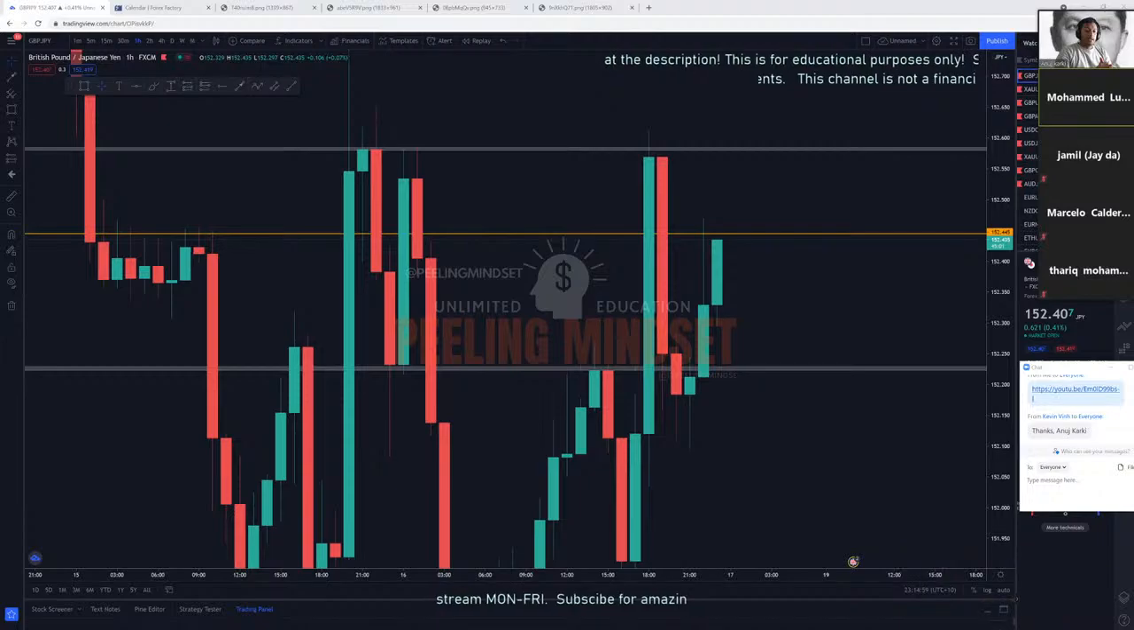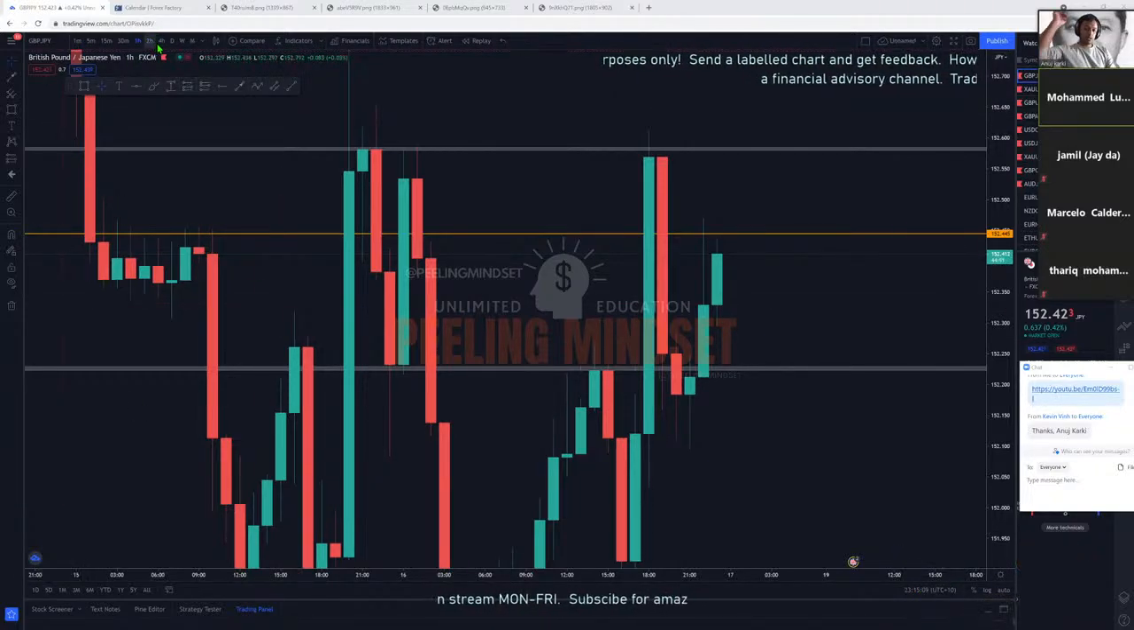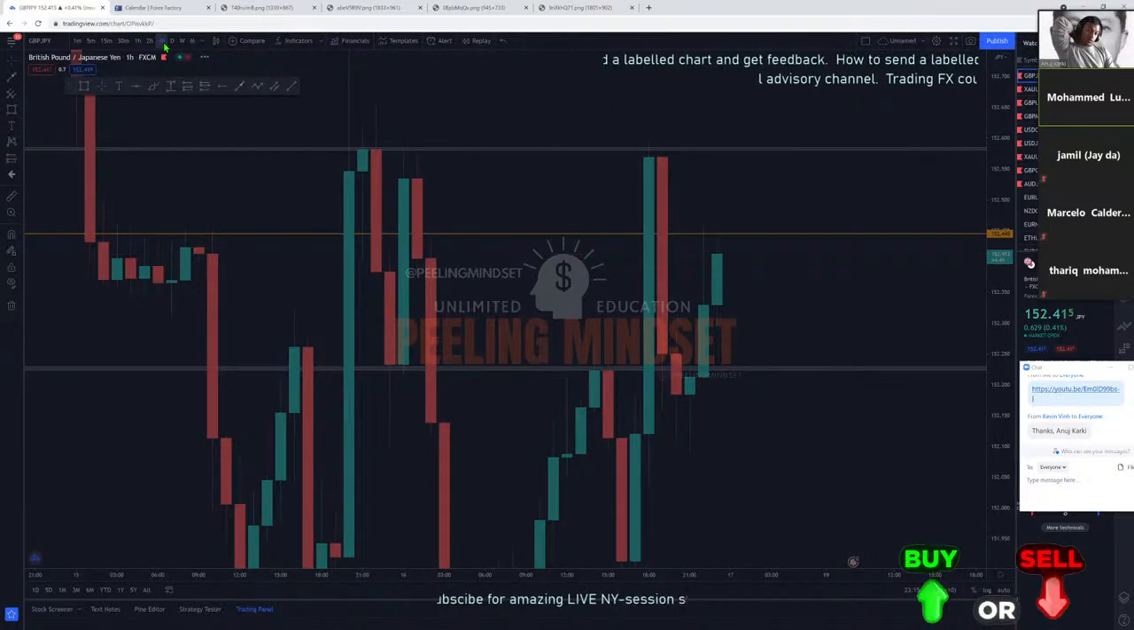And pound yen is pushing up. Pound yen is pushing up, man. Slowly but surely pushing up.